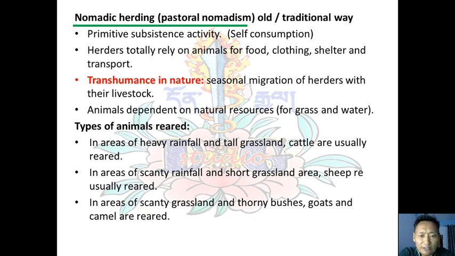And in areas with scanty rainfall, means regions receiving low rainfall and short grassland, they are mostly rearing and grazing animals such as sheep. And in the areas of scanty grassland and thorny bushes, we can say in desert regions, we have mostly vegetation such as thorny bushes, because here the leaves of the trees are modified into thorns in order to reduce the amount of evaporation or transpiration. So in desert regions, people are rearing goats and camels. These are the different types of animals reared in different regions of the world.